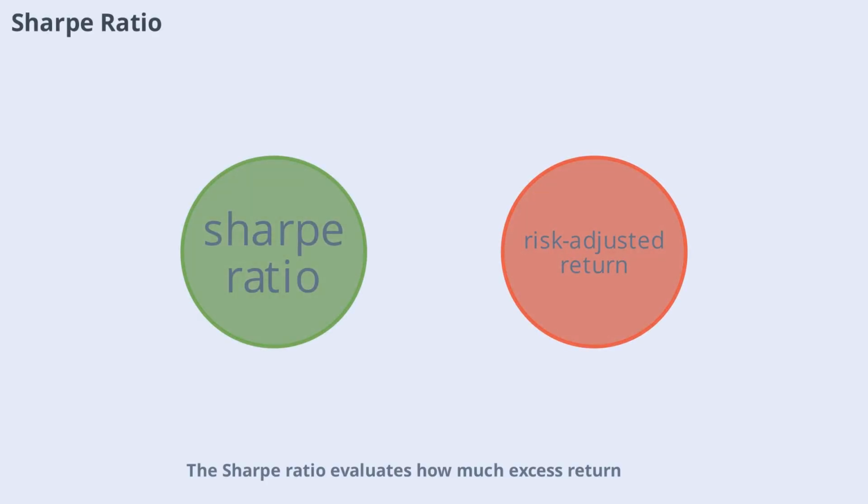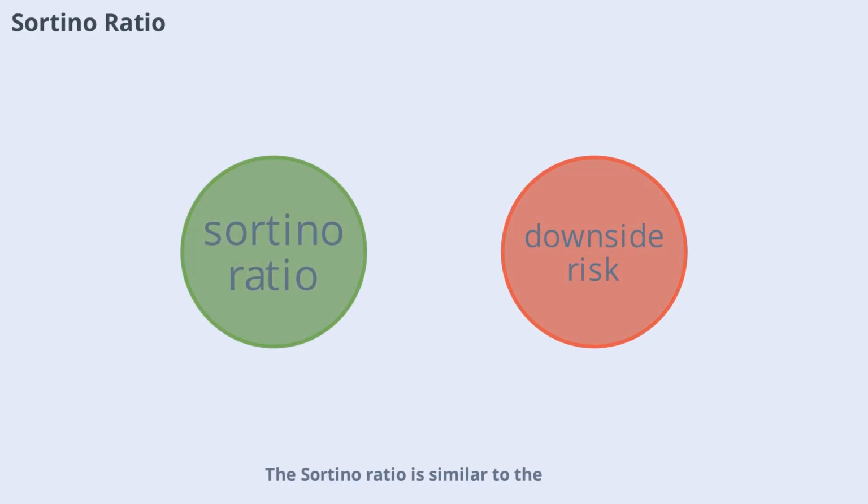Sharpe ratio evaluates how much excess return a fund generates for each unit of risk taken. It's calculated by subtracting the risk-free rate from the fund's return and dividing by the standard deviation. A higher Sharpe ratio means better risk-adjusted performance. This metric is especially useful for comparing funds with similar returns but different levels of risk, helping you find the most efficient option. Sortino ratio is similar to the Sharpe ratio, but focuses only on downside risk or negative volatility.